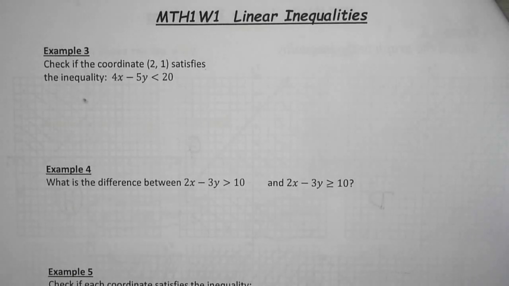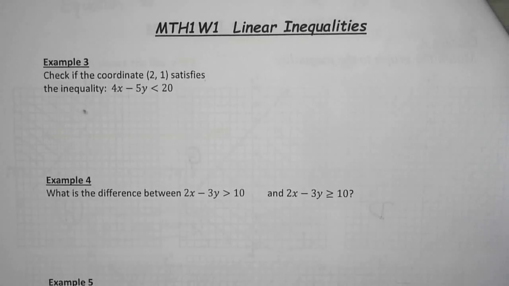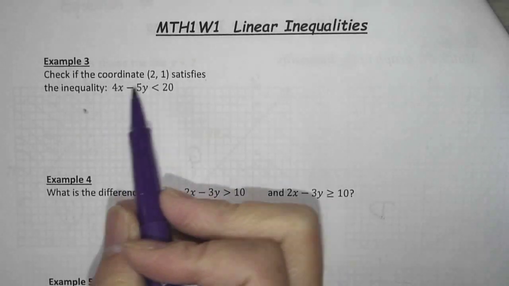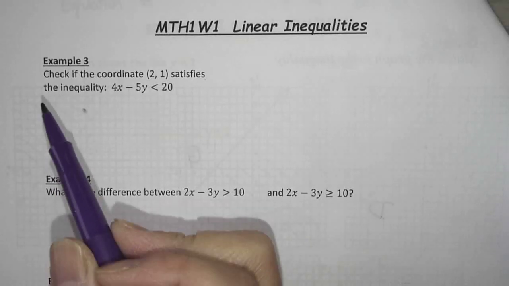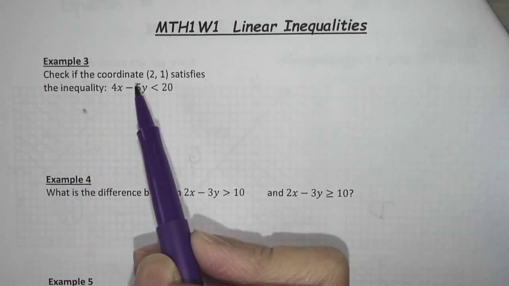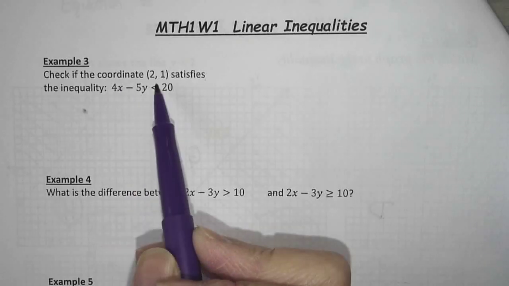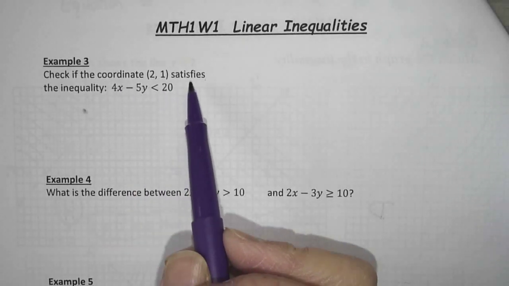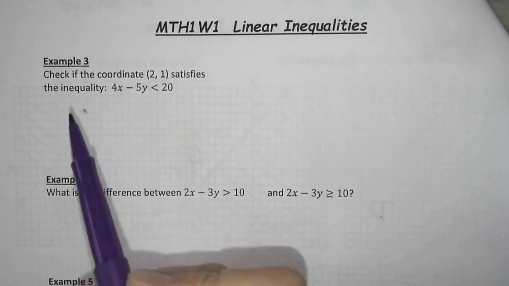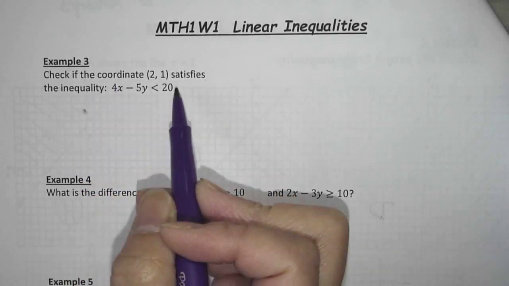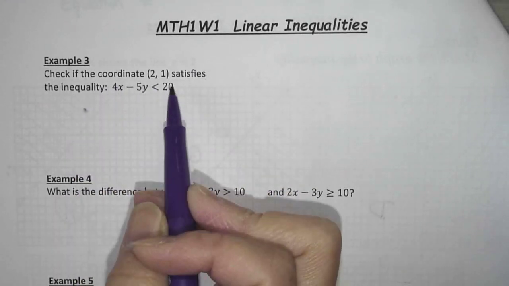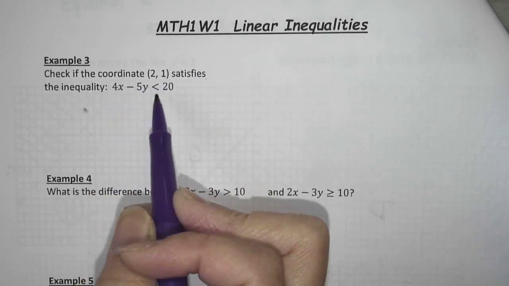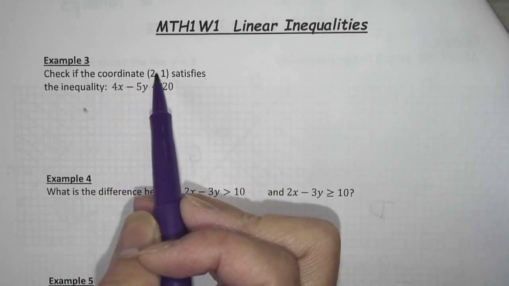Now we've talked about linear inequalities in the other video, but what happens if we don't give you the graph and we don't ask you to graph it and we just talk about it in terms of the algebra? So what this is saying is that they want you to check if (2, 1), that coordinate, that point, satisfies the inequality, and they gave you the inequality. So this is like an equation. They gave you this, and they're checking to see if this satisfies.